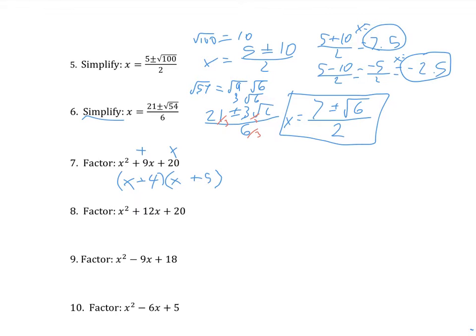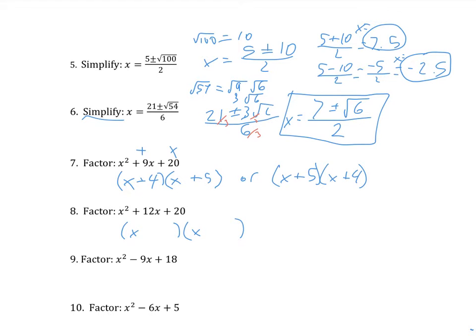X plus 4 times x plus 5. Or the reverse of that, just to show you that the order isn't what's important. It's the numbers themselves. And that's the final answer, number 7. Number 8, same concept. Think for yourself for a second.